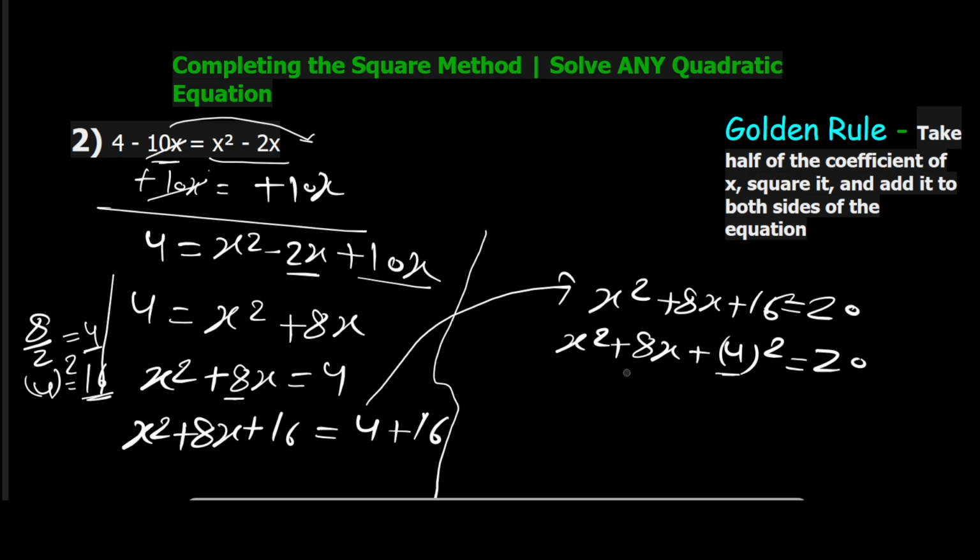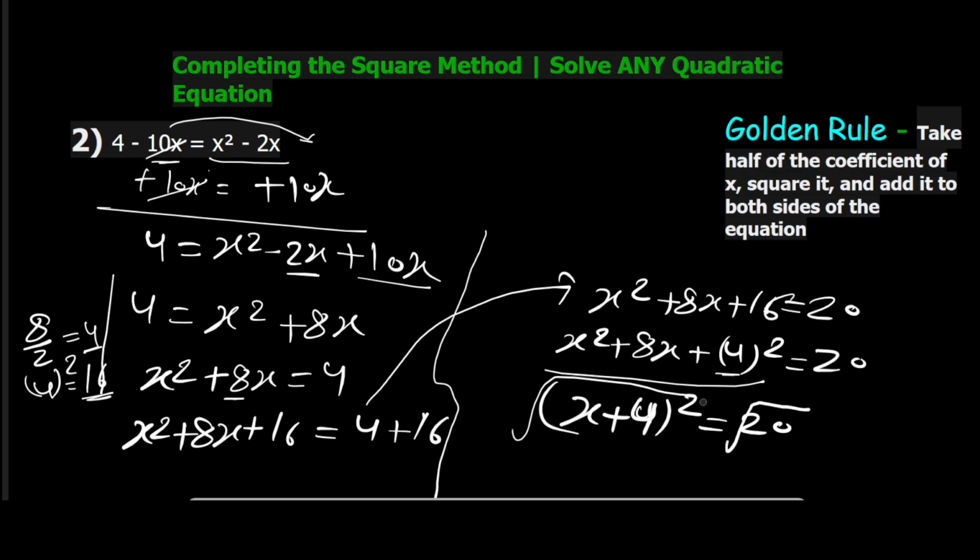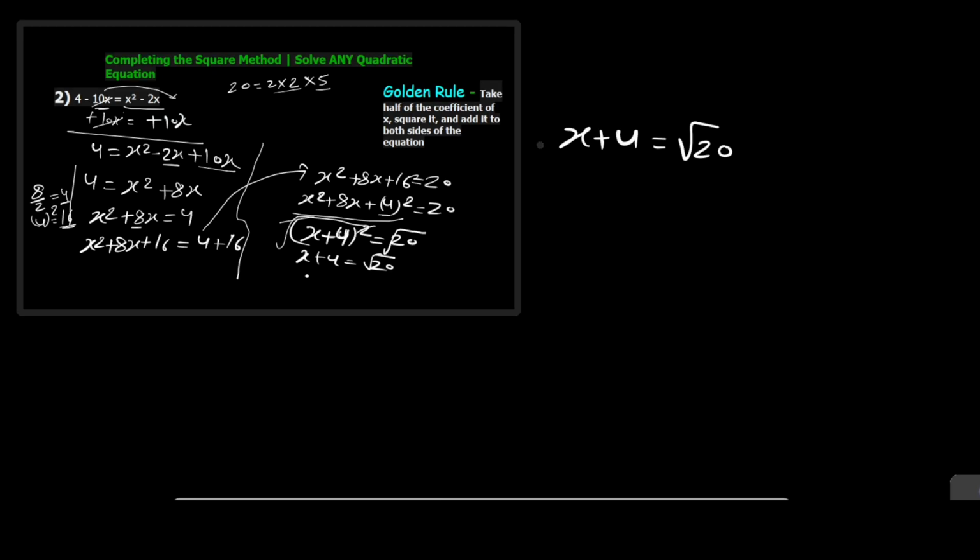If we take a look at this section of the equation, we can see that this is the formula of (a plus b) whole squared. So we can rewrite it like this: (x plus 4) whole squared equals 20. To remove this square, I'm going to take roots to both sides of the equation. So here the square and root will cancel out. So x plus 4 equals root 20.